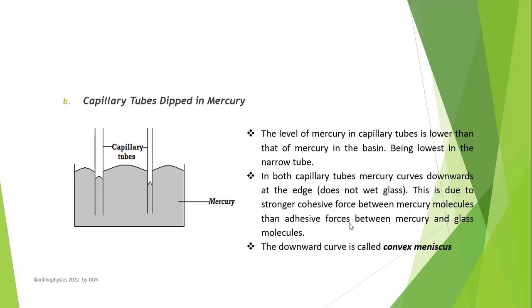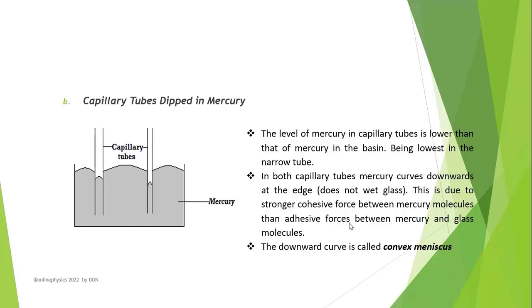Then we have now another example under which we are using mercury. The first one we had used water. When we talk about mercury here, you can check what is happening. Now the curves are different. They are not inwards. We have downward curves. So the level of mercury in the capillary tubes is lower than that of mercury in the basin, being lowest in the narrow tube. So you can see they are changing. In the other case, in the narrow tube we had the highest, that is for water. But now when we are using mercury, the narrow tube has the lowest height.